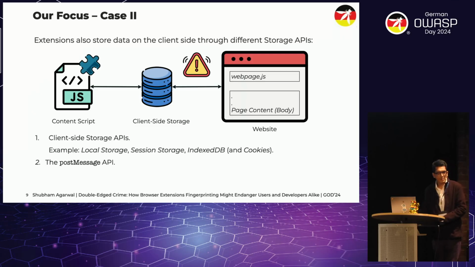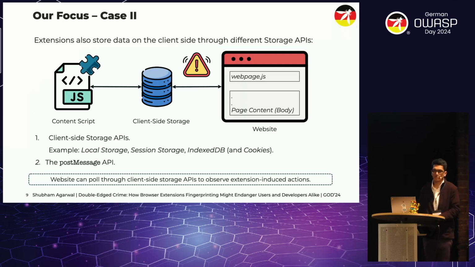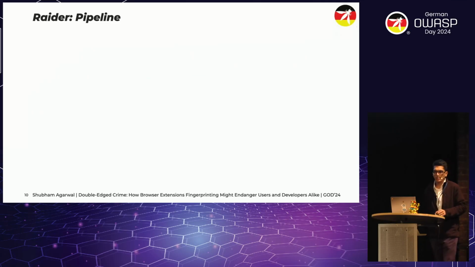So these are the problems. What do we do about these problems? Do we try to understand them at scale? Yes, that's what my focus was: to understand this on a large scale, like how many extensions are actually affected by these kinds of behaviors. So yes, to build a large-scale pipeline, we give fancy names, and I called it Raider.